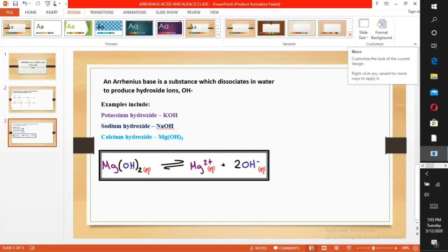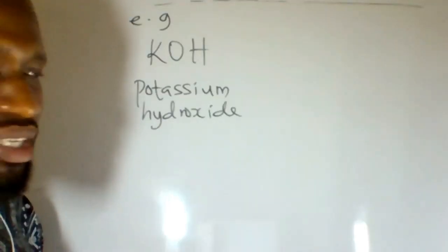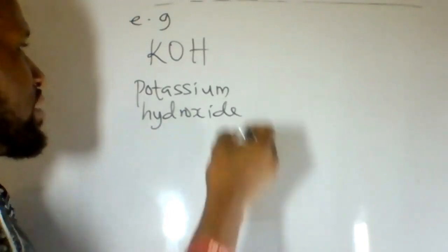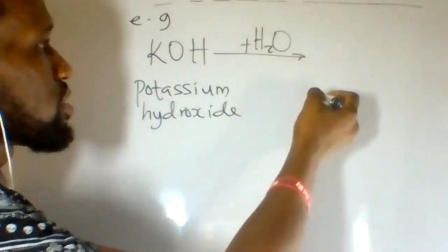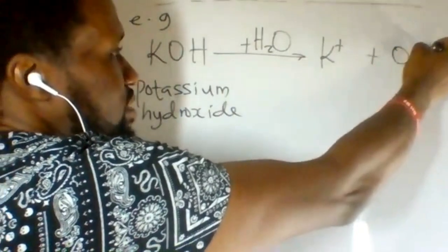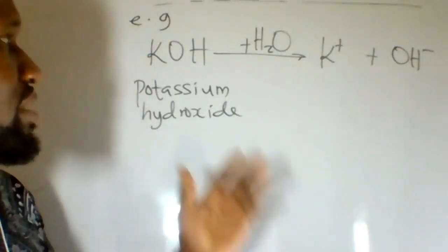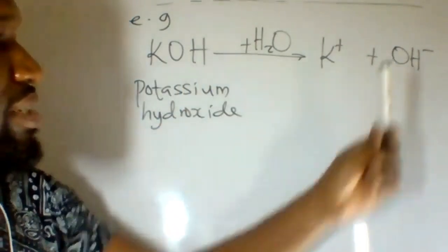Now, an Arrhenius base is a substance which dissociates in water to produce hydroxide ions. Arrhenius bases from group 1 and group 2 metals dissociate in water to produce hydroxide ions. For example, potassium hydroxide, KOH, dissolved in water forms K+ and OH-. Now, this is an Arrhenius alkali or Arrhenius base. It is dissolved in water, producing a hydroxide ion.